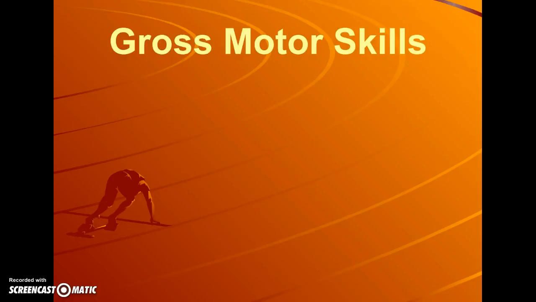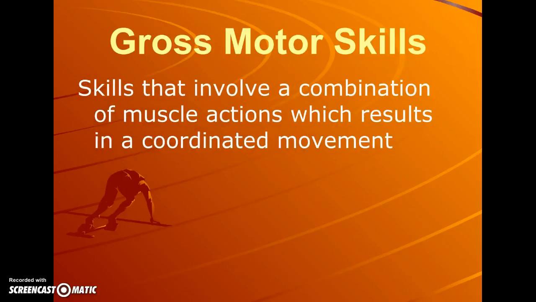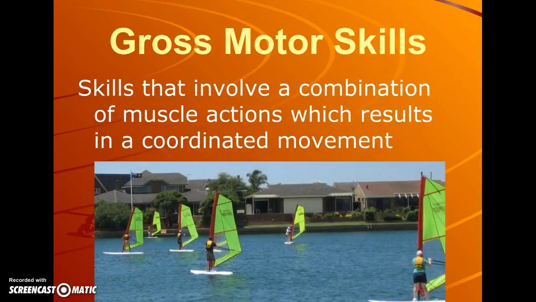Whereas gross motor skills usually involve the whole body or at least the large muscle groups. An example here is windsurfing. Now it seems that the windsurfer is just standing still and there's not a lot of movement happening, but of course in order to maintain balance, this is considered to be a gross motor skill where the large muscles and large muscle groups are engaged to maintain balance on the board.